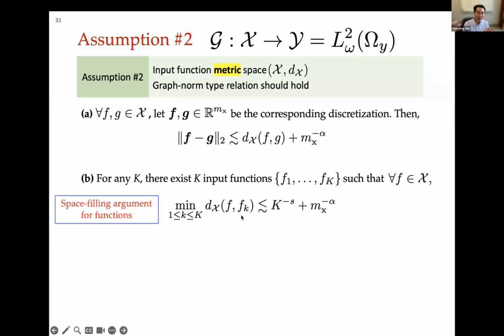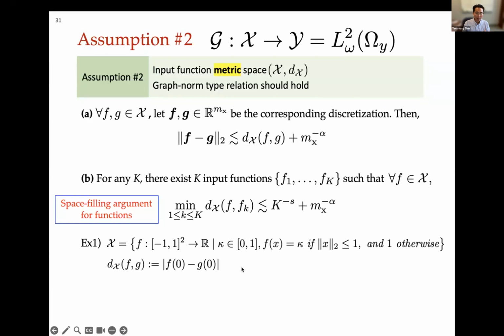The B part is basically an extension of the finite-dimensional space-filling argument to function space. What this argues is that for any k, there exist k input functions such that the distance between any f and one among the k is well controlled. Without this property, we cannot guarantee any generalization over a certain function space. So B plays a key role in identifying the spaces on which DeepONet can generalize.